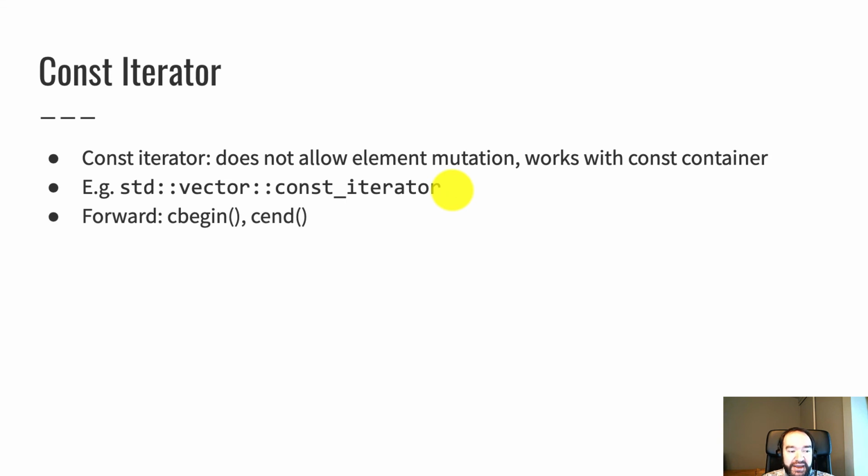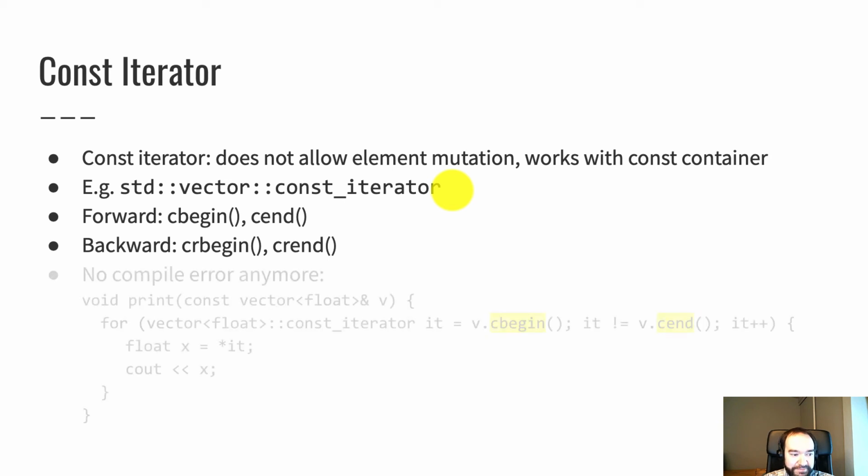The functions to get the begin and end are the same names, but with the letter C for const. So C begin, C end. The reverse ones are a little weird. Constant reverse begin, constant reverse end. So CR begin, CR end.